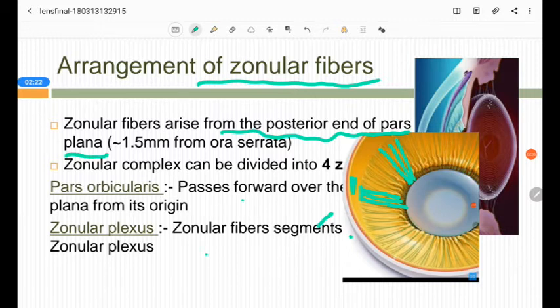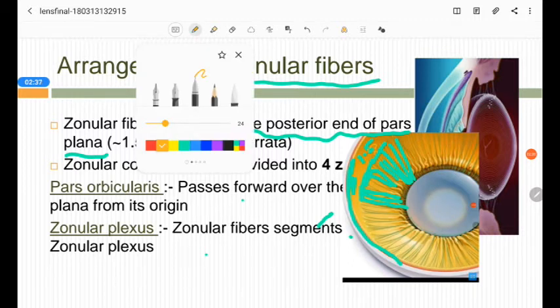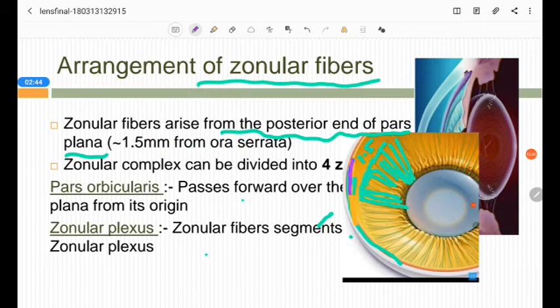This is the anterior end, this is the posterior end of pars plana, and this is located around 1.5 millimeters from the ora serrata, which is the anterior most end of the vitreous body. So if this is ora serrata, the origin of the zonules is 1.5 millimeters away and arises from the posterior end of pars plana, and from here it runs all the way passing the pars plicata and gets attached to the equator of the lens.